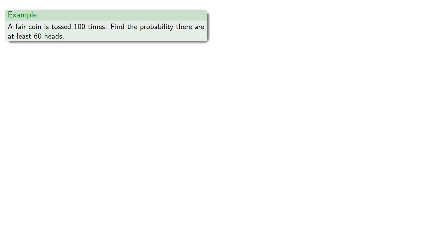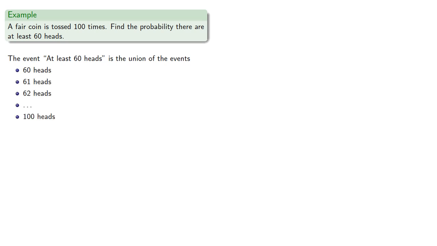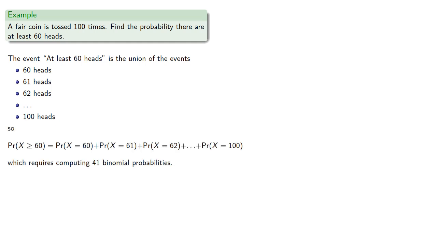For example, suppose a fair coin is tossed 100 times. Find the probability there are at least 60 heads. Now, the event at least 60 heads is the union of the event 60 heads, 61, 62, and so on up to 100. So our probability that x is greater than or equal to 60 is the sum, which requires computing 41 binomial probabilities.